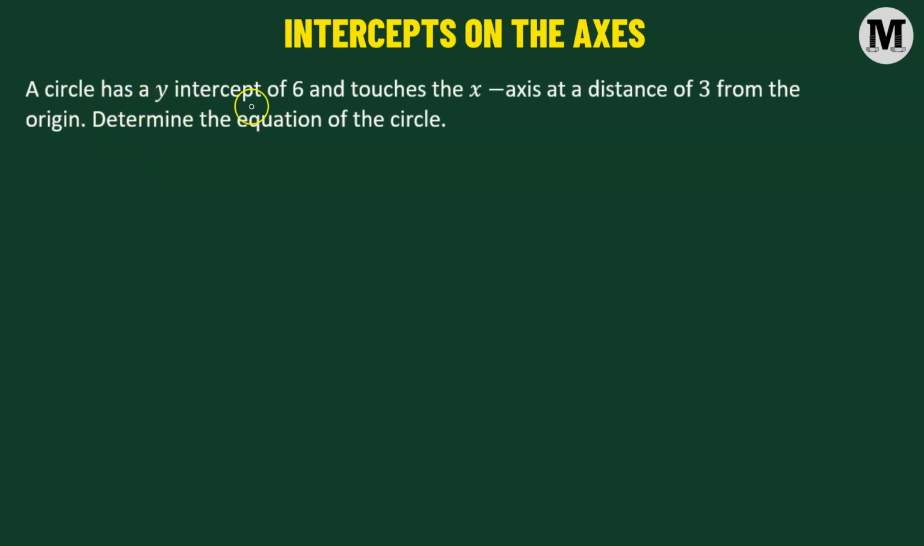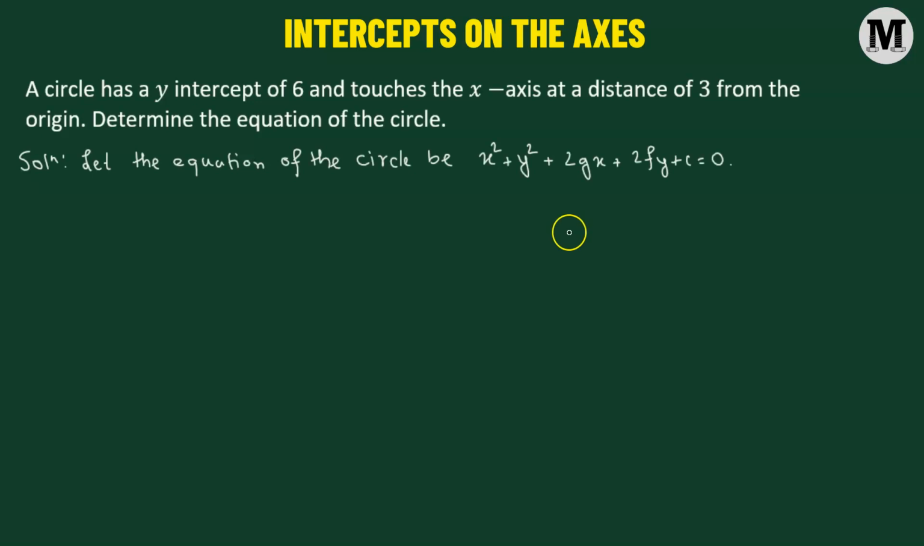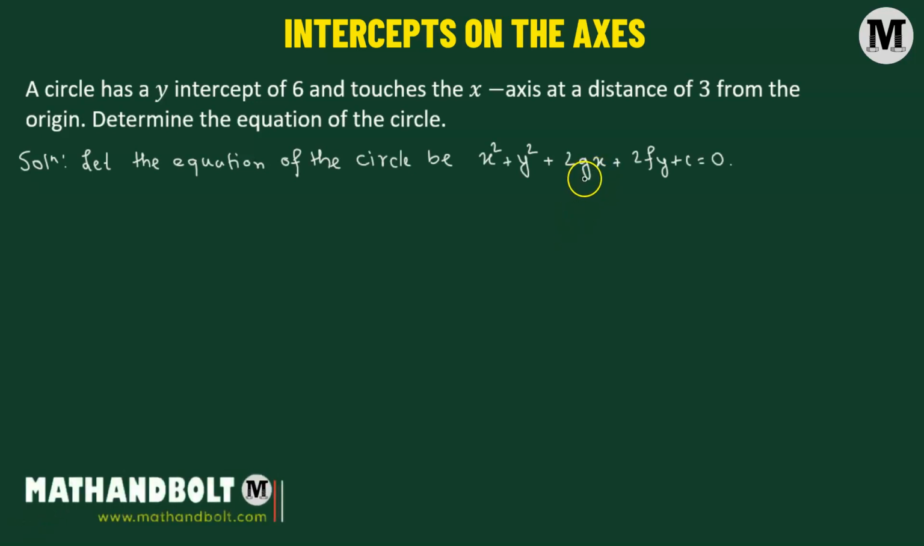A circle has a y-intercept of 6 and touches the x-axis at a distance of 3 from the origin. Determine the equation of the circle. Let us begin. So first, we'll consider the general equation of a circle. Our goal will be to determine the value of the constants g, f and c using the given conditions.